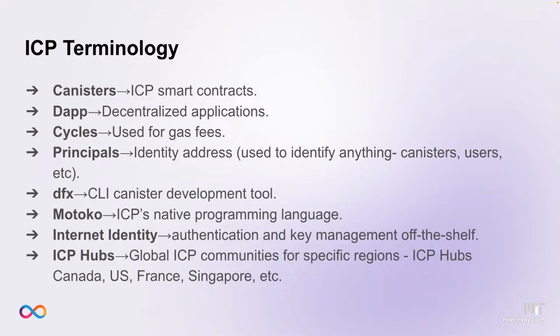A quick rundown of ICP terminology, since we've got some new terms that are unique not just to blockchain, but to ICP in general. We refer to all of our smart contracts as canisters. We talk about decentralized applications as dApps. We talk about paying for gas fees in what are known as cycles. The term principal refers to any entity on the network: a canister, a user, or any other asset you can think of. DFX is our CLI tool. Motoko is our native language, but you don't have to learn Motoko. You can develop in any other language. Internet Identity is our off-the-shelf authentication and key management system.